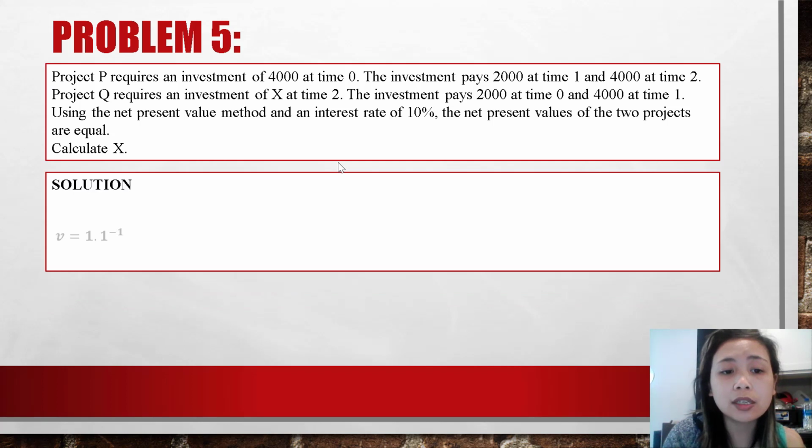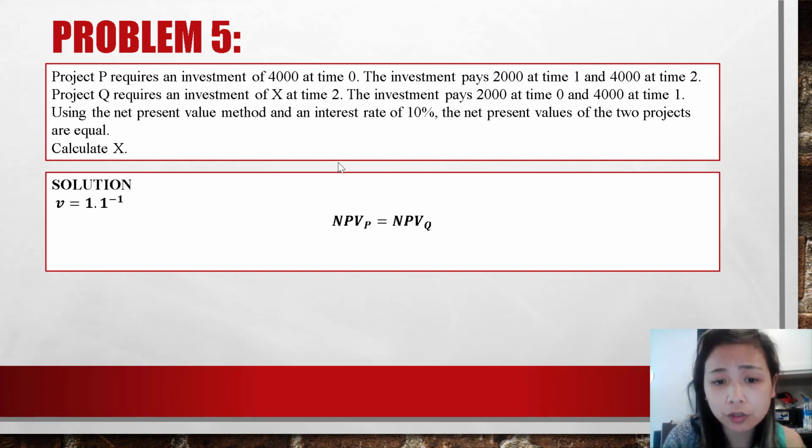So I'm going to set V equal to 1.1 to the negative 1, because V is 1 over 1 plus i. i here is 10%, so V should be 1.1 to the negative 1. This is the basic calculation in exam IFM. And now, since the two projects have the same net present value, I have the net present value of P equal to the net present value of Q.